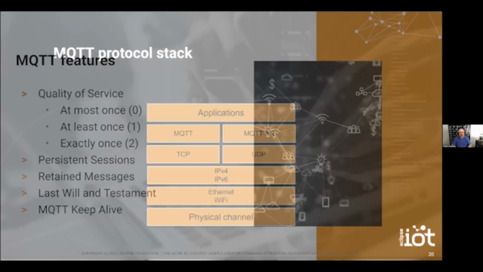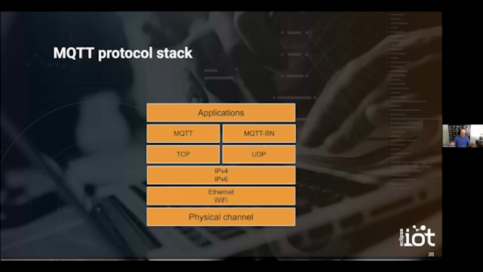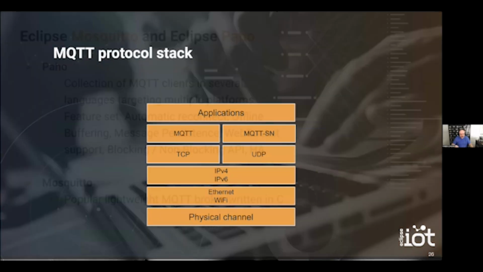So this is the MQTT protocol stack. So very straightforward, running over TCP or UDP in the case of MQTT-SN, but MQTT-SN, although it's around, is quite a bit less mature than plain MQTT. So you will find that there are fewer open source projects and fewer commercial implementations on that side of things.